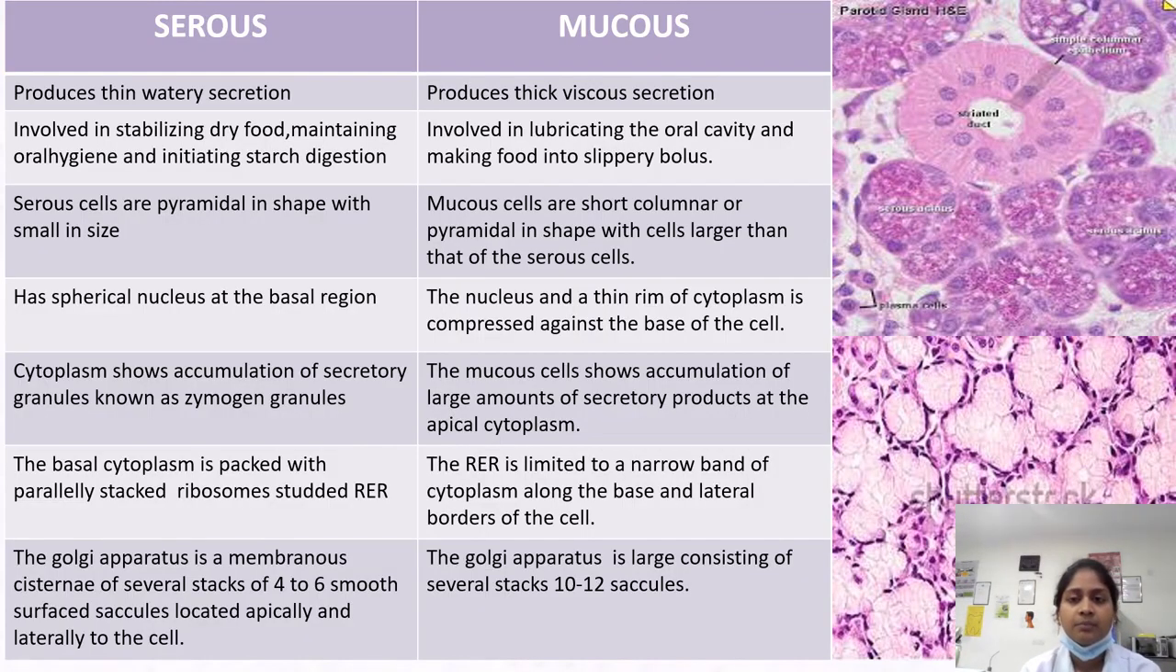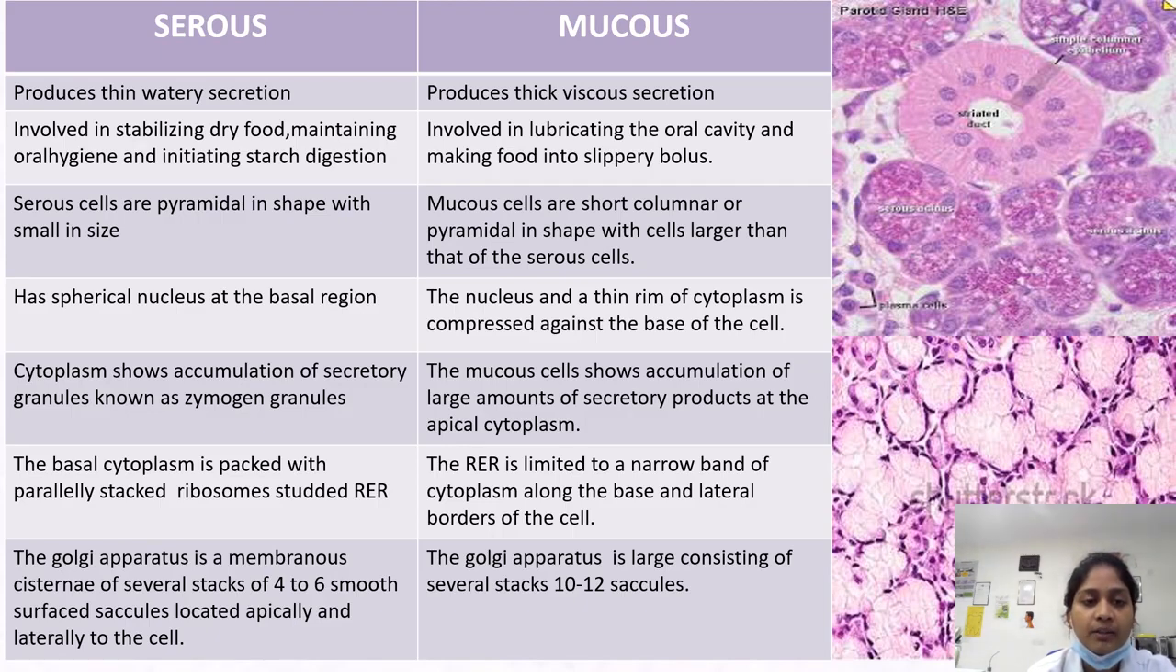Now we are seeing the difference between the serous and the mucous cells. Serous cells produce thin watery secretions, whereas mucous cells produce thick viscous secretions. Serous secretion is involved in moistening dry food, maintaining oral hygiene, and initiating starch digestion, whereas the mucous secretion is involved in lubricating the oral cavity and making the food into a slippery bolus. Serous cells are pyramidal in shape and small in size, whereas mucous cells are short columnar or pyramidal in shape, with cells larger than that of serous cells.